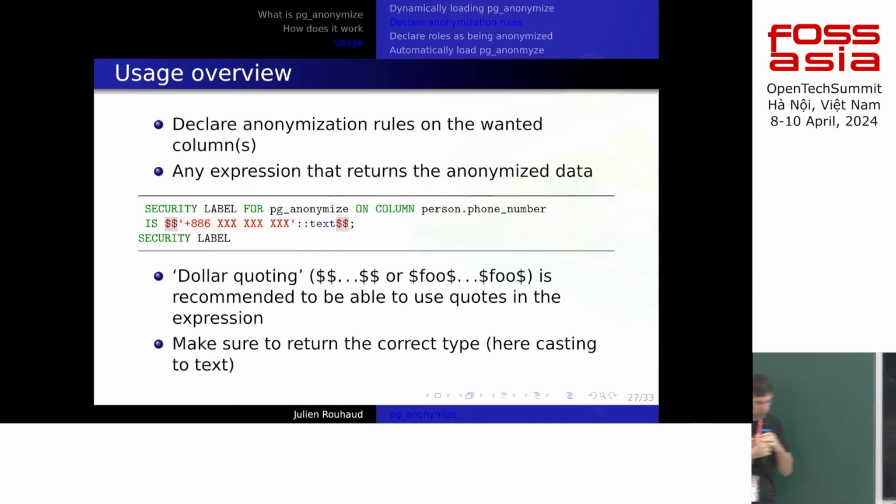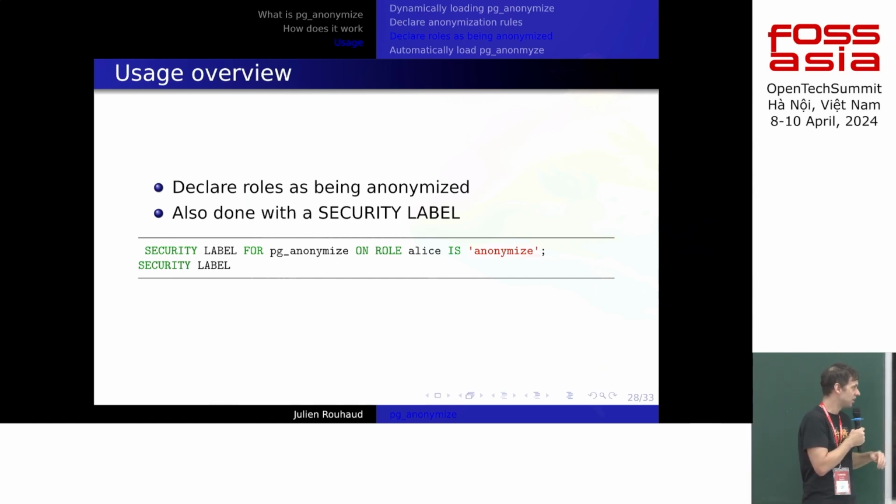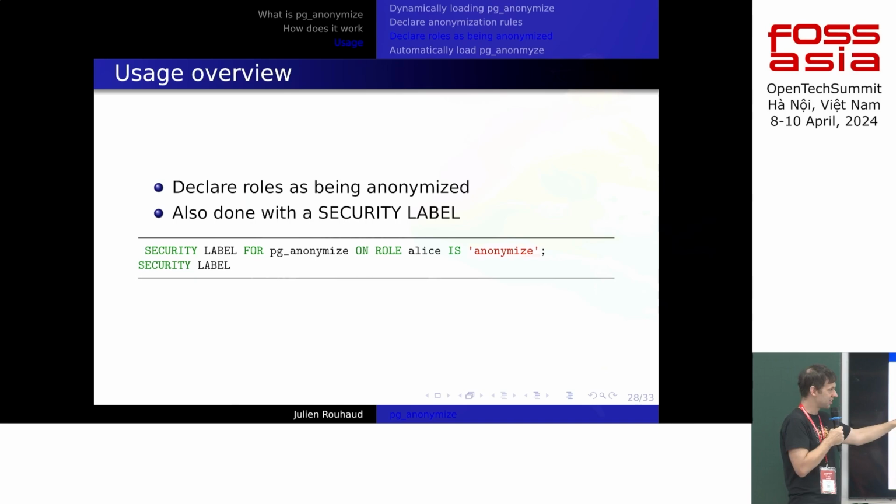When that's done, you go to the next stage, which is declaring a specific user as anonymized. So it's also a security label. And you just say, on role Alice, and now she is anonymized. And now every connection opened after that with the Alice role will only see anonymized data.